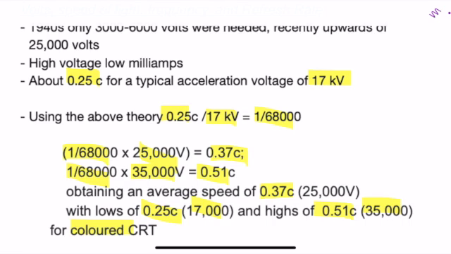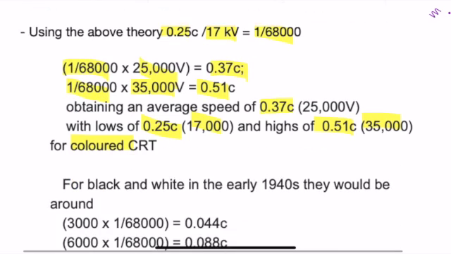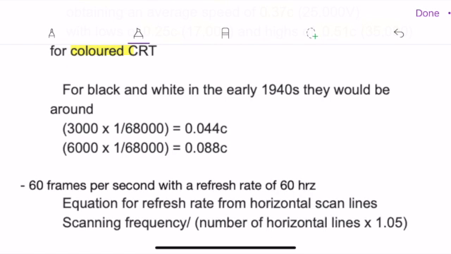I also carried on and did this equation for black and white CRT TVs. As mentioned previously, in the early 1940s, only 3,000 to 6,000 volts were used. So 3,000 times 1 divided by 68,000 equates to 0.0444 c. And for a high of black and white TVs in the 1940s would be 6,000 times 1 over 68,000, which equates to 0.088 c.